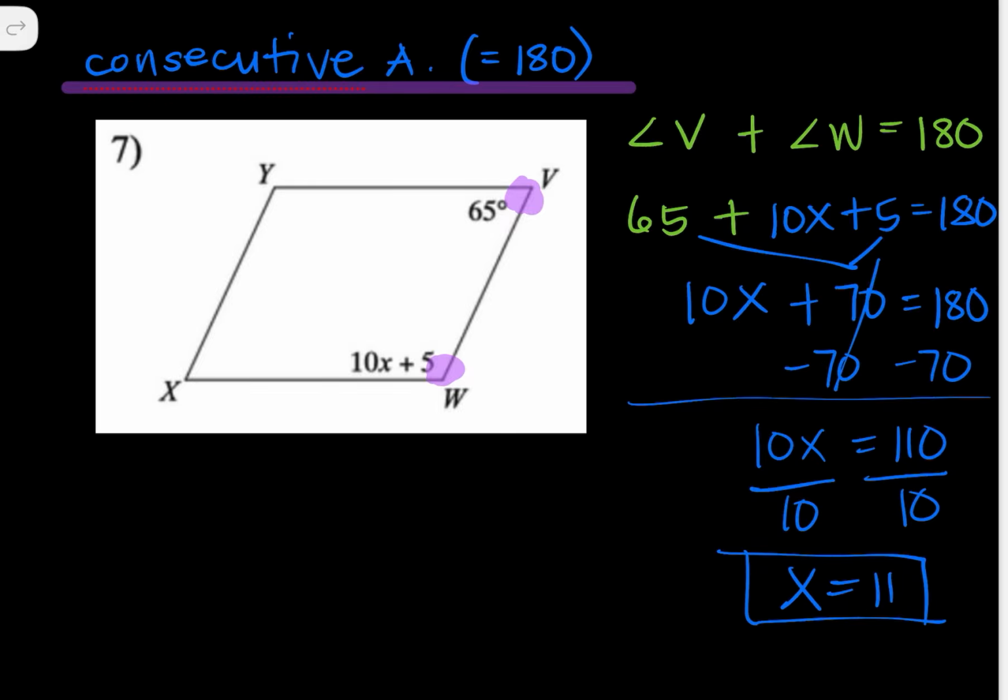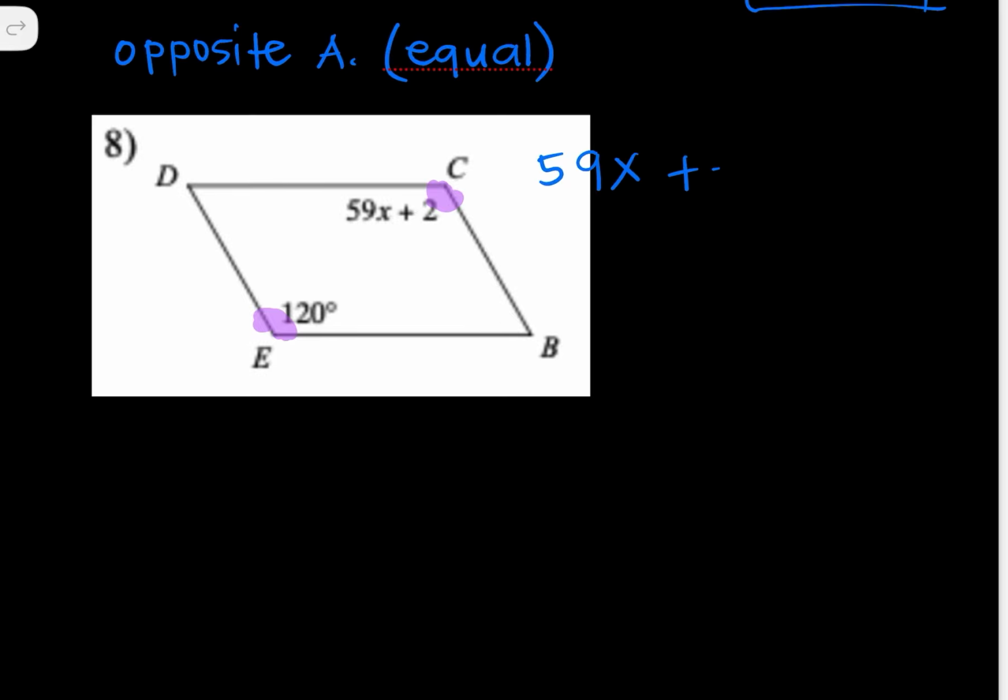Let's try another problem. Okay, for number 8, we are given two angles that are opposite to each other. So angle E is opposite to angle C. So opposite angles. And remember, opposite angles of a parallelogram are equal. And since I know they're equal, then to solve for x, we're gonna set up our equation by putting an x in between them, because they are equal or they are congruent. Let's go ahead and isolate x.